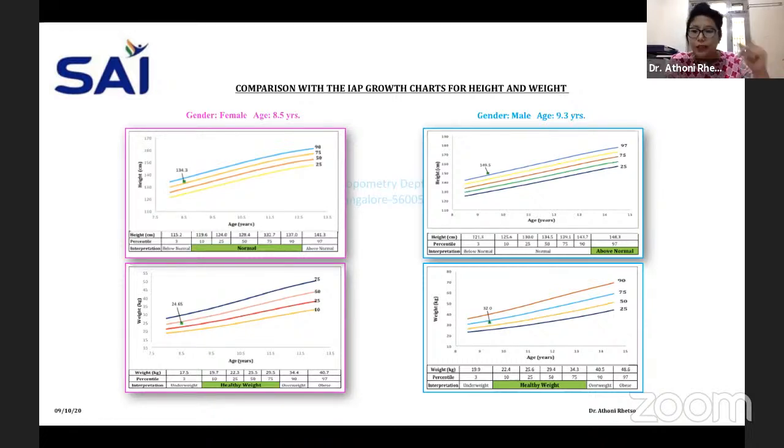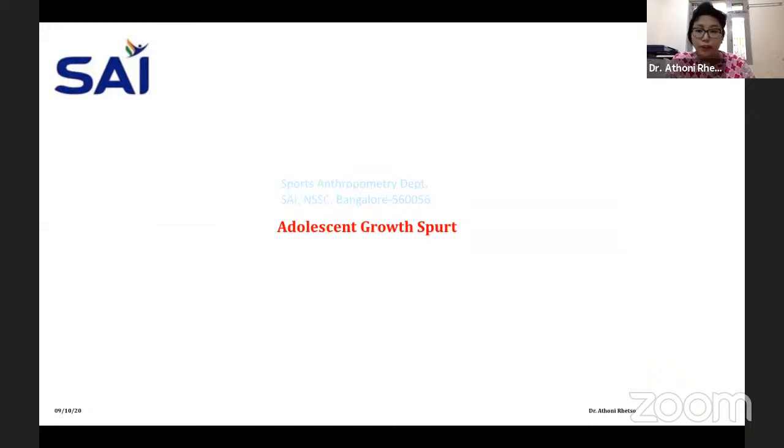Okay, I'm coming to the composition here. But before that, I wanted to have an interactive session. That's why I interrupted in between, because here I'm going to discuss more in detail on that one. Okay, now, does anyone have an idea about the adolescence growth spurt?